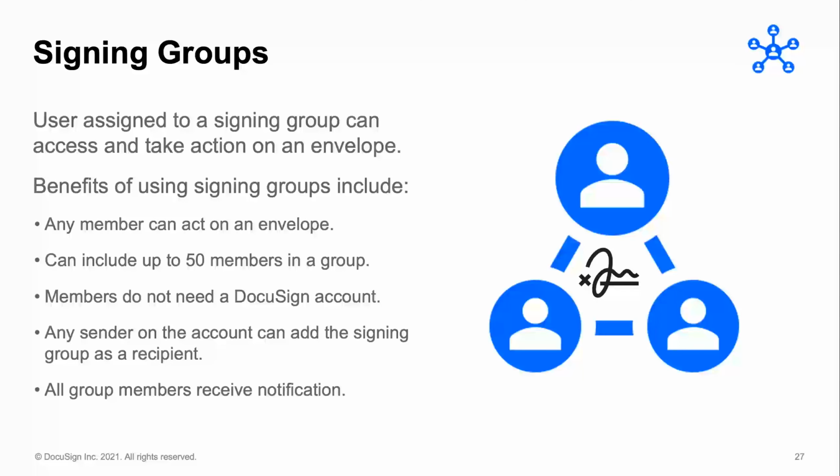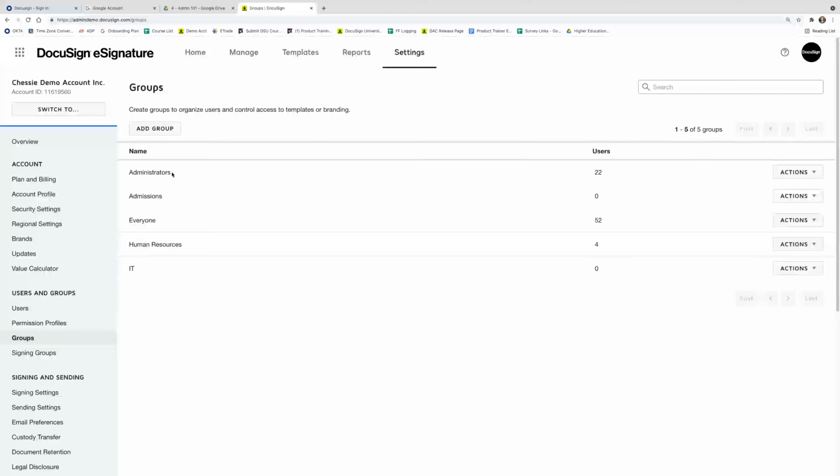But let's go ahead and take a look at user groups and signing groups. I'm going to pull up my account again. And from my admin settings, right underneath permission profiles, I'm going to select groups. Now here you can see I already have quite a few groups created. By default, your account is going to come with 2 groups: administrators, which includes anyone who has all administrative permissions as denoted in their profile, and everyone, that includes everyone. These other groups that I've created, admissions, human resources, and IT, are all custom.